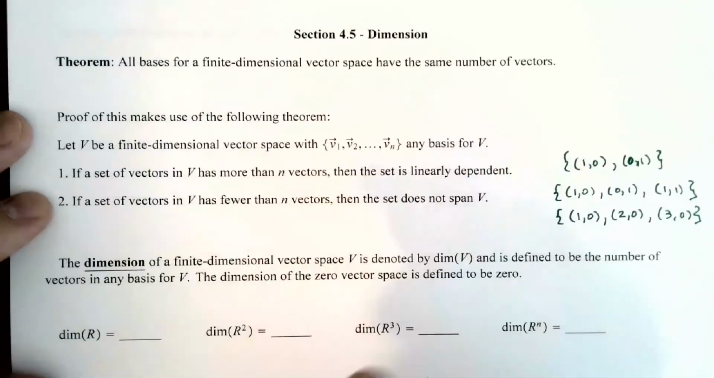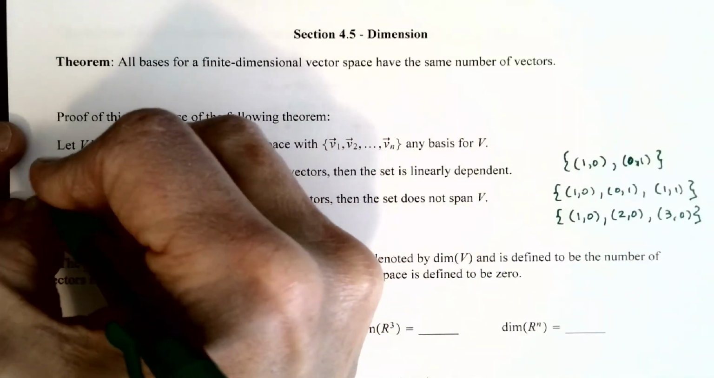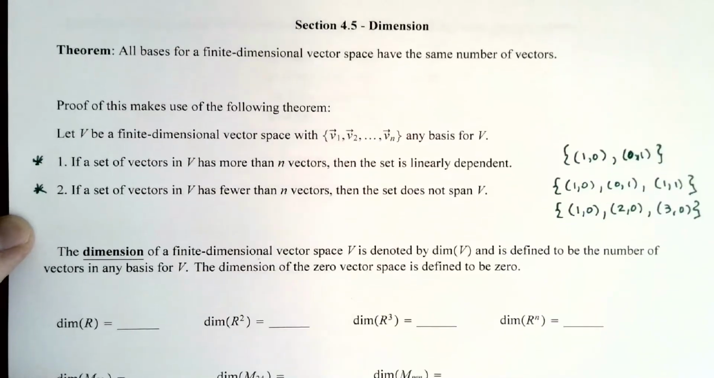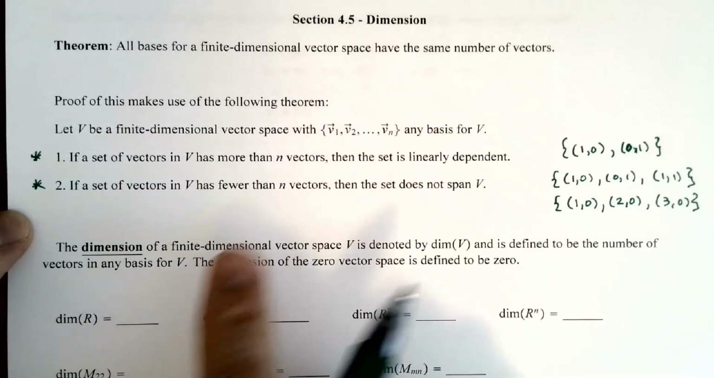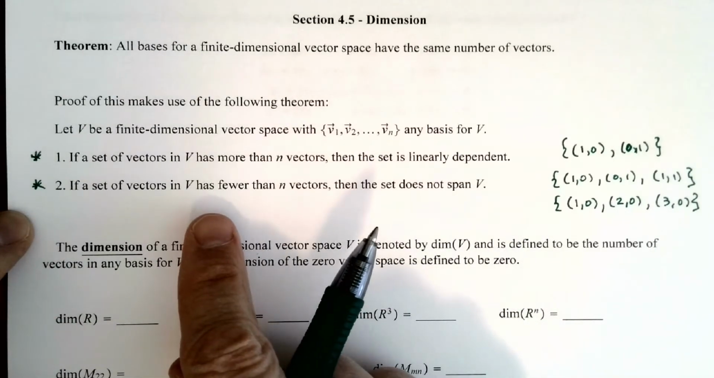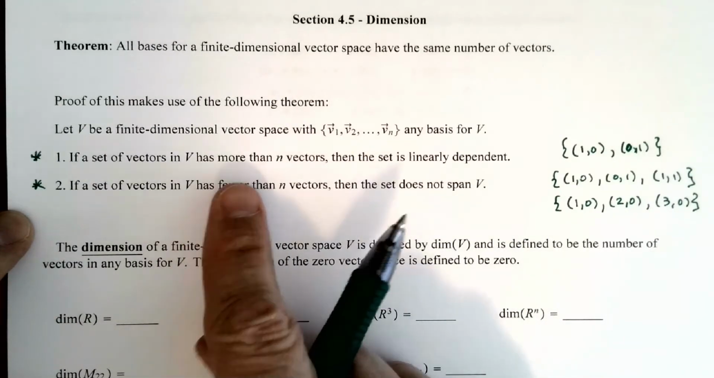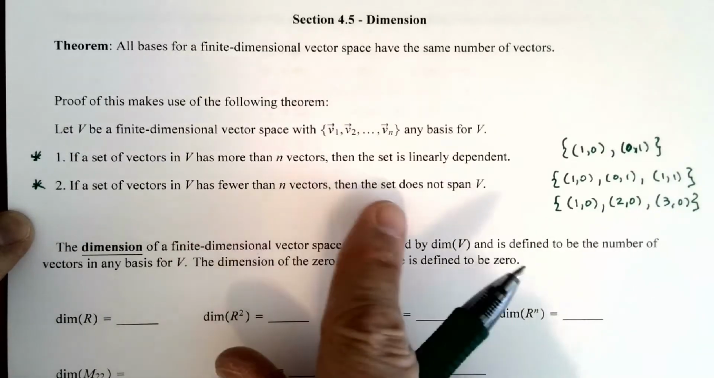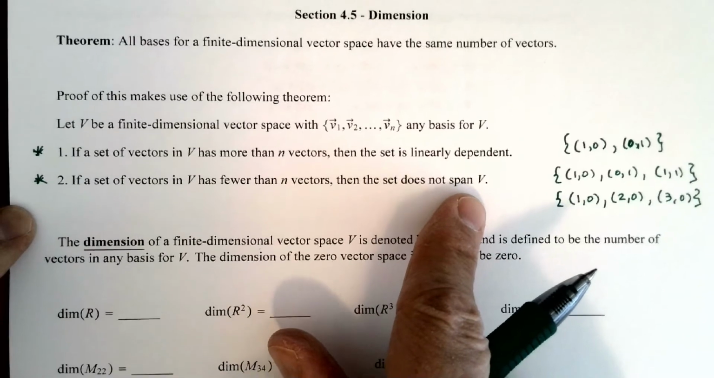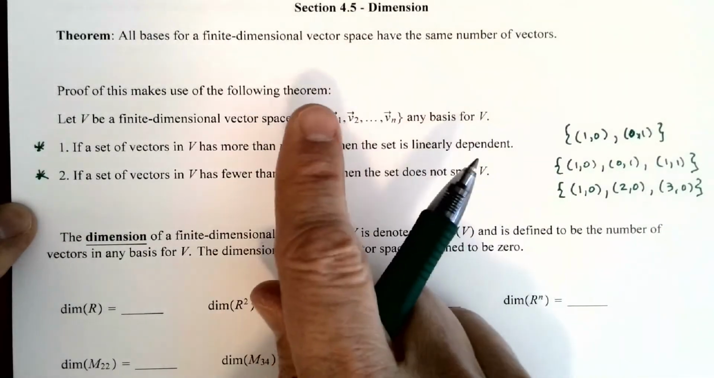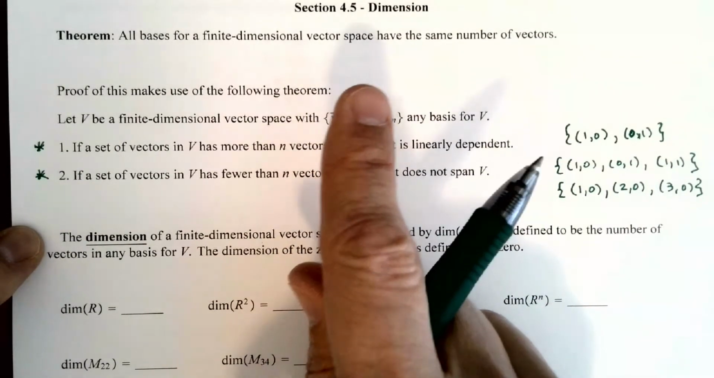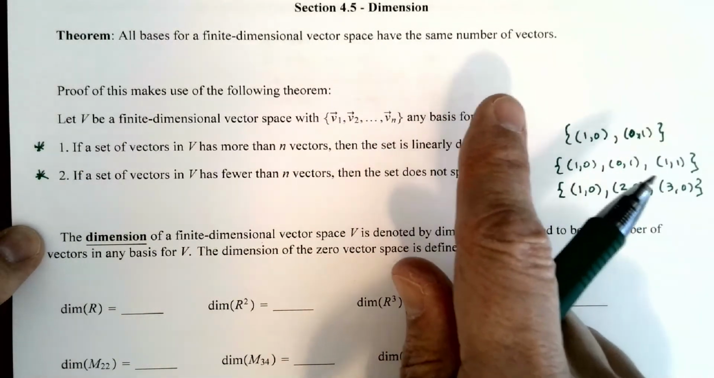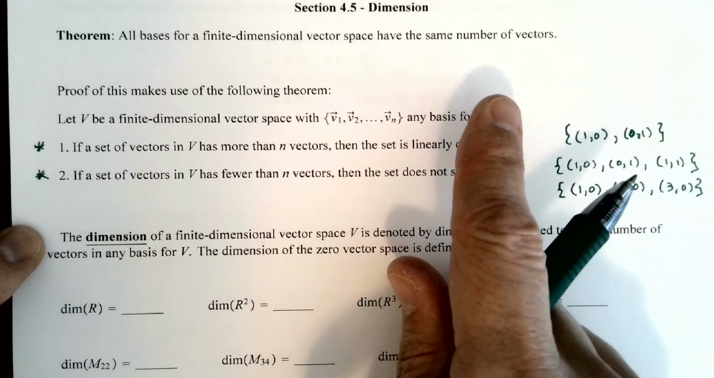So you have got to get these 2 facts down. It is imperative that you understand these 2 facts, and we're going to test you on those in a moment. So again, if you have n vectors in any basis, then if we have more than those n vectors, the set is linearly dependent. If we have fewer than those n vectors, then the set does not span V. All this is involved in the proof of the fact that any finite dimensional vector space has the same number of vectors in any basis for that space.